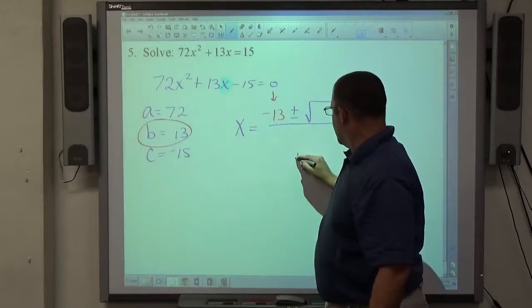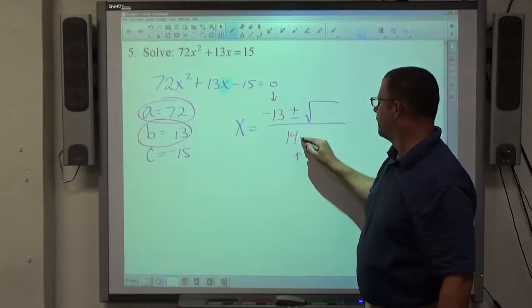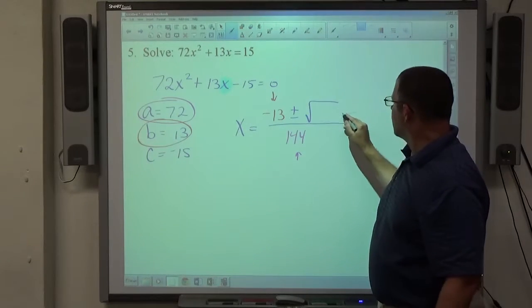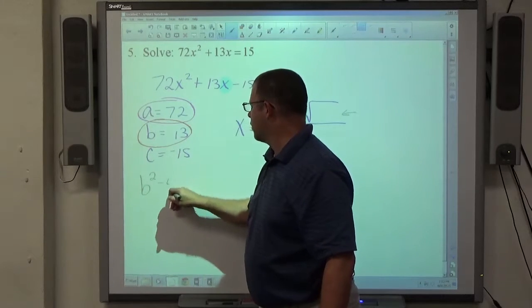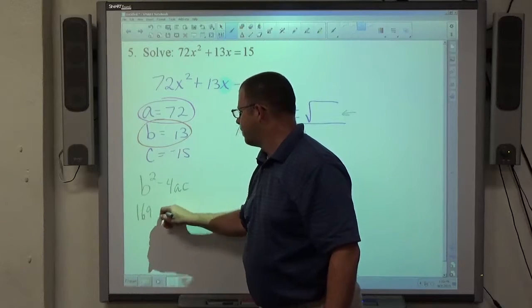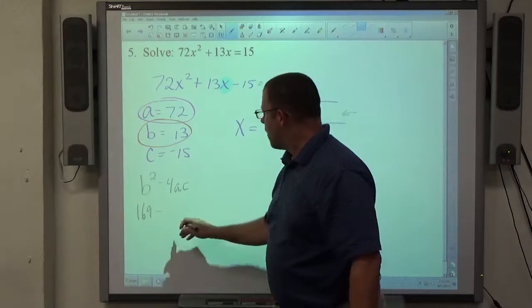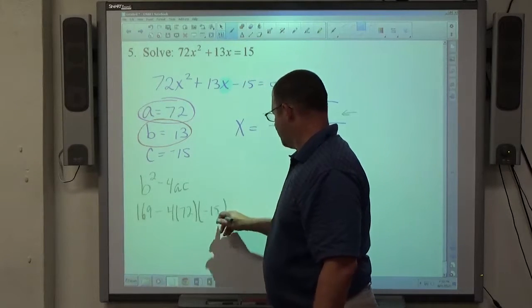What goes right here is 2 times a. a is 72, twice that is 144. And what goes here is b squared minus 4ac. That's a little bit more involved, so b squared minus 4ac will be 13 squared, which is 169. b squared is always positive. Minus 4 times a, which is 72, times c, which is negative 15.